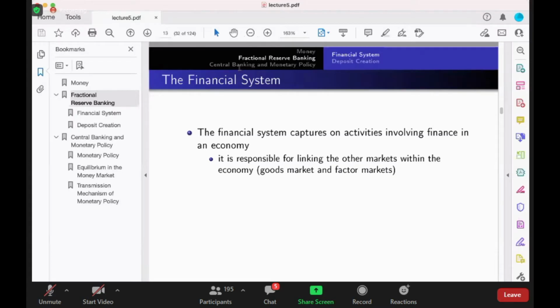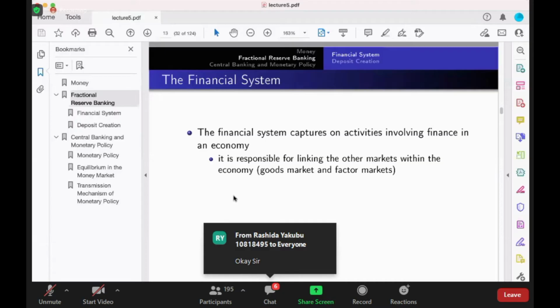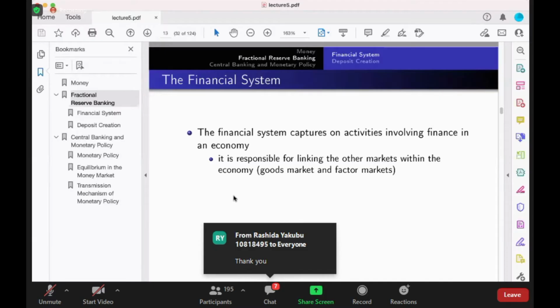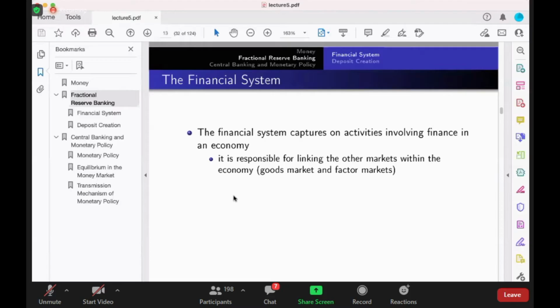All right. So the financial system captures all activities involving finance in the economy. So it is responsible. You see, the thing about the financial system is that it allows all different markets to do what? Don't forget, when we're talking about money, we talked about a lot of things. Medium of exchange, a unit of account. So if goods cannot be exchanged directly, they can be converted to monetary form, and if there is a good and you have its monetary equivalent, you can compare the monetary equivalent of those different goods. So that's the important role that the financial sector plays.